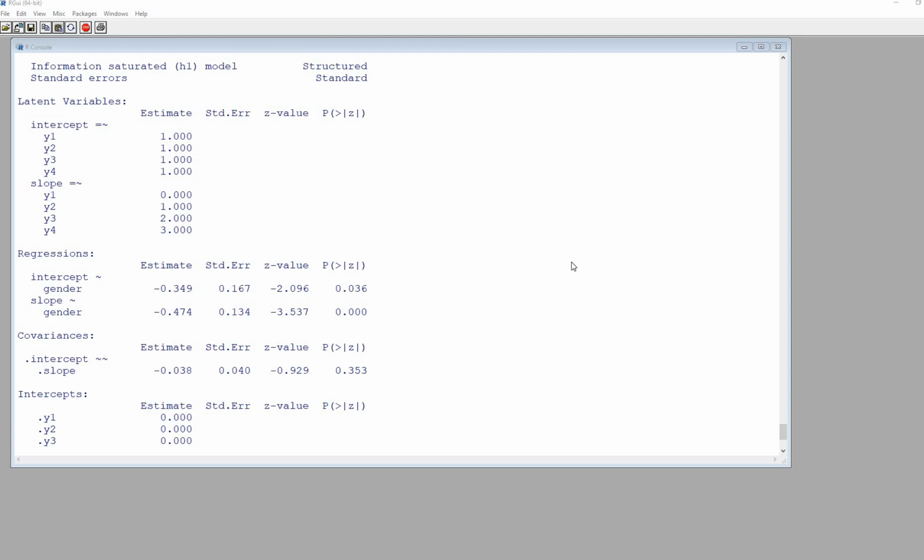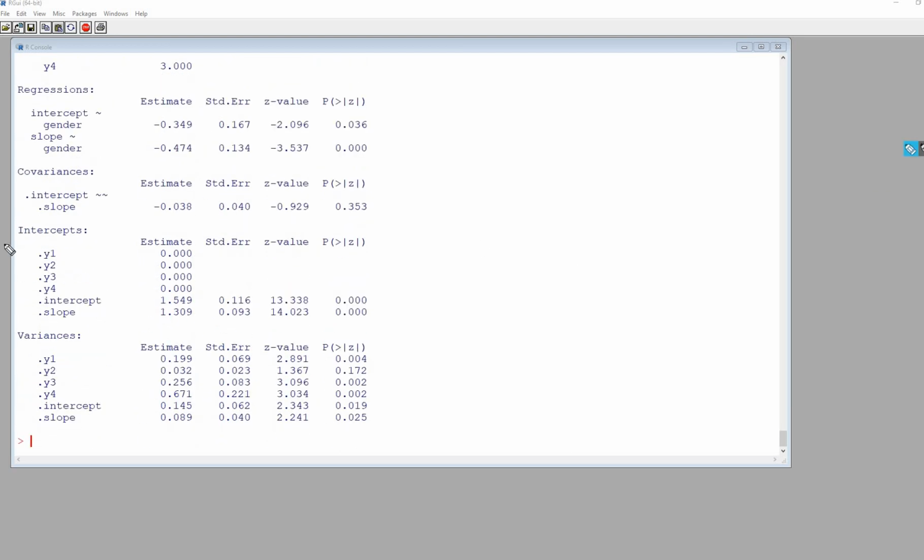So next, we'll scroll down, and you'll notice that under intercepts right here, we've got intercept and slope. So these are our latent growth factors. The intercept value that you see right here of 1.549, because gender was included as a predictor of variation in the intercepts, and females were coded 0, basically this would be the predicted time 1 value for females. So the predicted time 1 customer service for females would be 1.549.